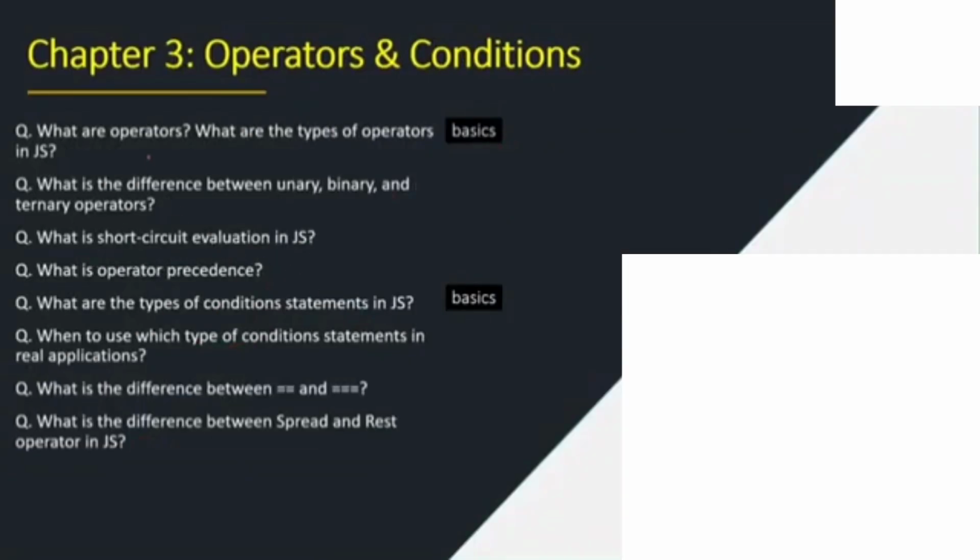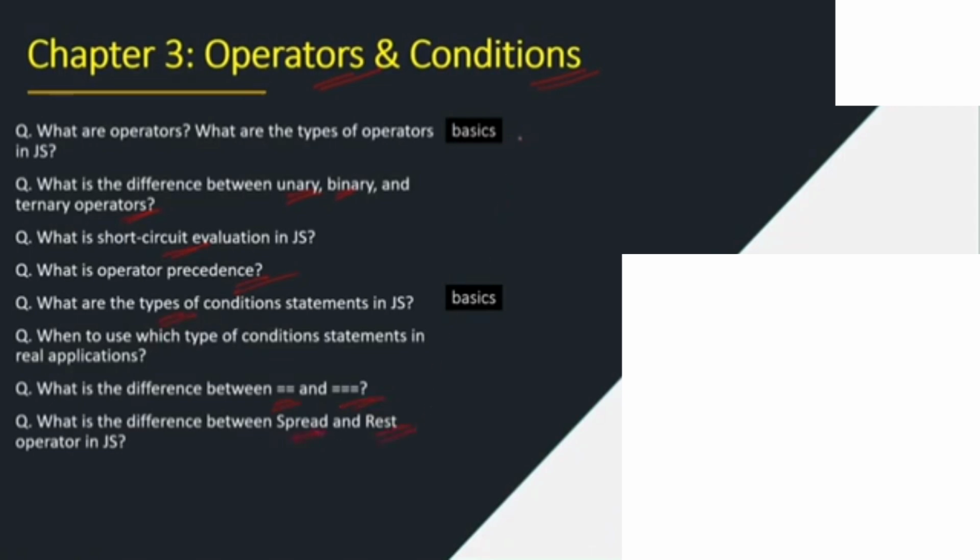Congratulations for completing the last chapter. In this chapter, we are going to cover questions about operators and conditions. Here are the 8 questions. Difference between unary, binary, and ternary operators. What is short circuit evaluation, operator precedence, typeof condition, double equality and triple equality operators, and finally the difference between spread and rest operators.